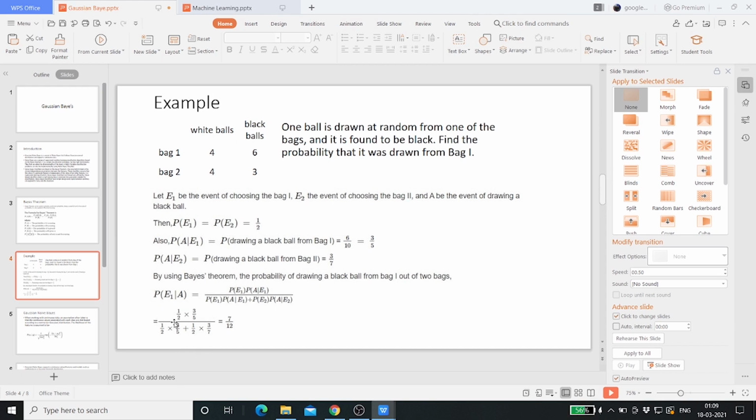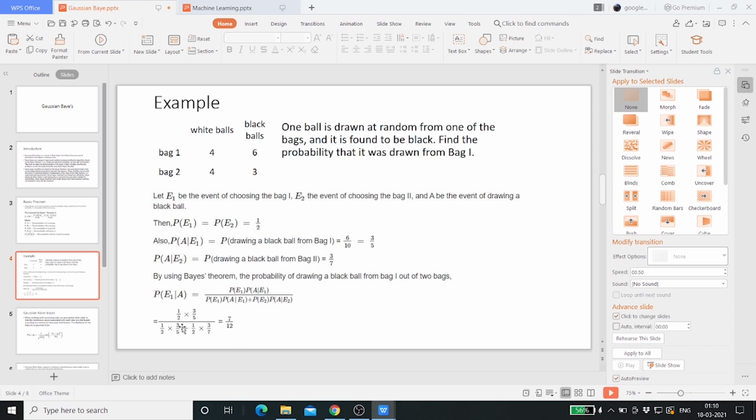Now our specific case is that the condition in the conditional probability is that it's a black ball, and our specific case is that it's a black ball from bag 1. So if it has to be a black ball from bag 1, it is 1 by 2 into 3 by 5. So our end result is 7 by 12.